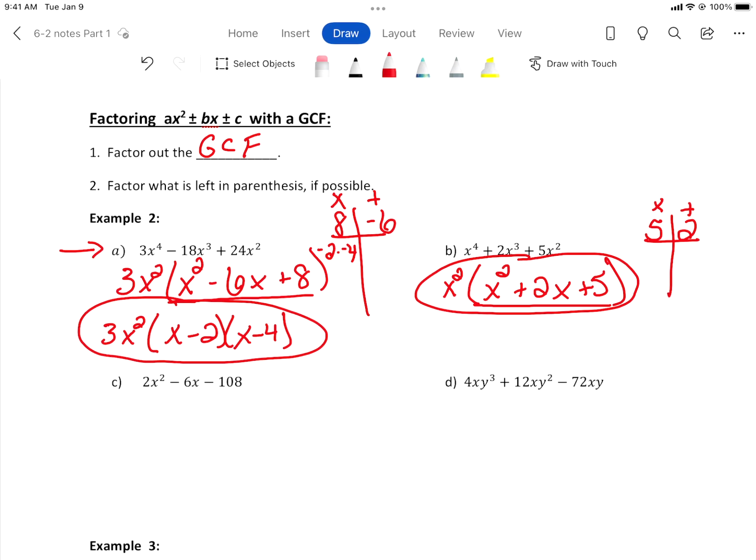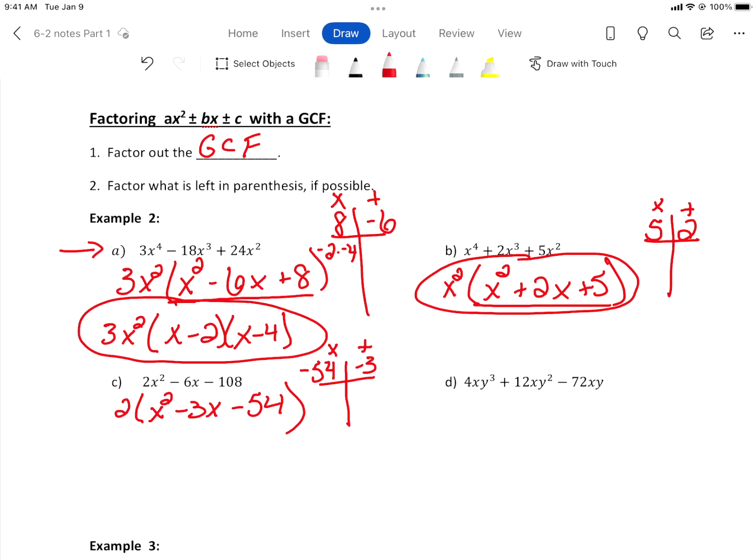Okay, how about part C? What are we going to factor out? A 2. So I'm left with x squared minus 3x minus 54. Then we need to look at what we multiply to get a -54 and add to get a -3.